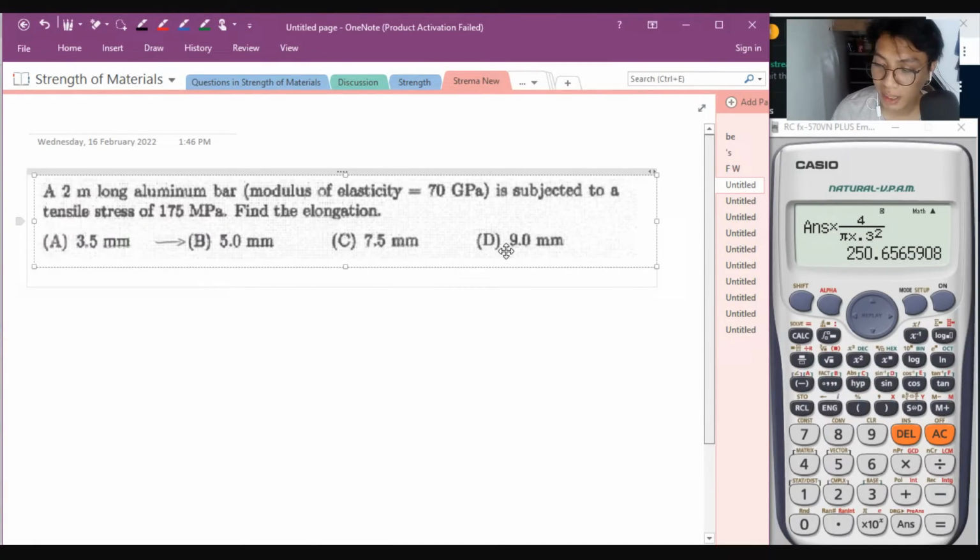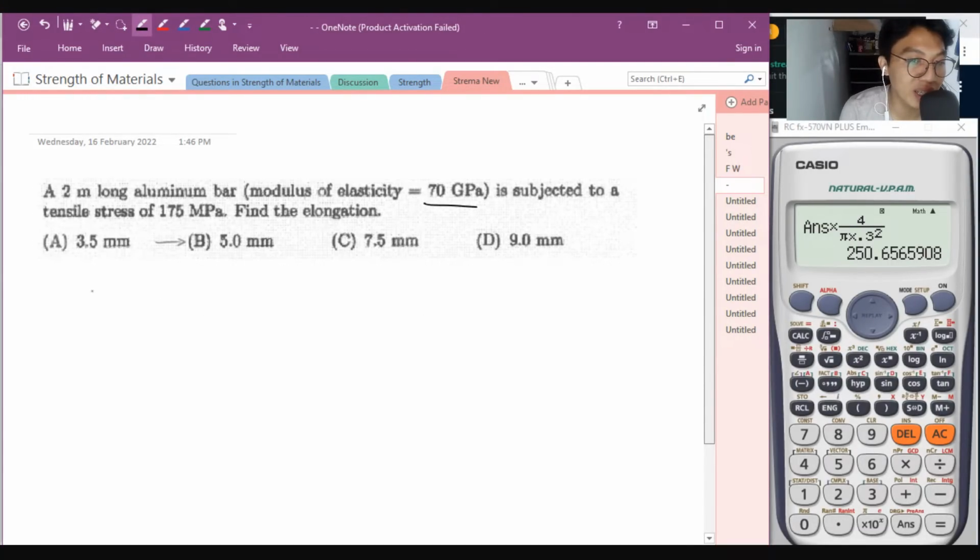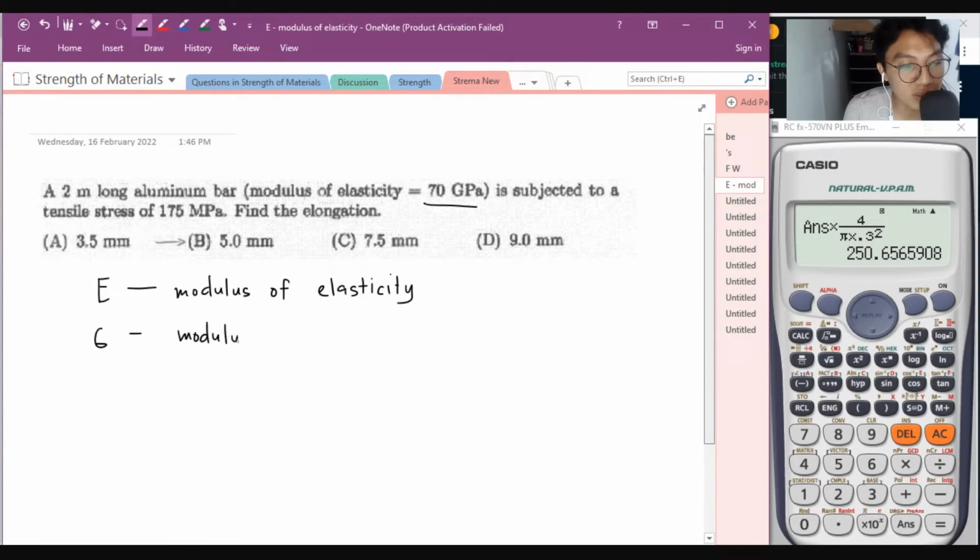Number 4. A 2-meter long aluminum bar with modulus of elasticity 70 GPa. Ngayon, sa steel, ilan ang modulus of elasticity? Ito, E, or malaking E. This is modulus of elasticity. Oh, itong G, modulus of rigidity. Tandaan nyo, G is rigidity.